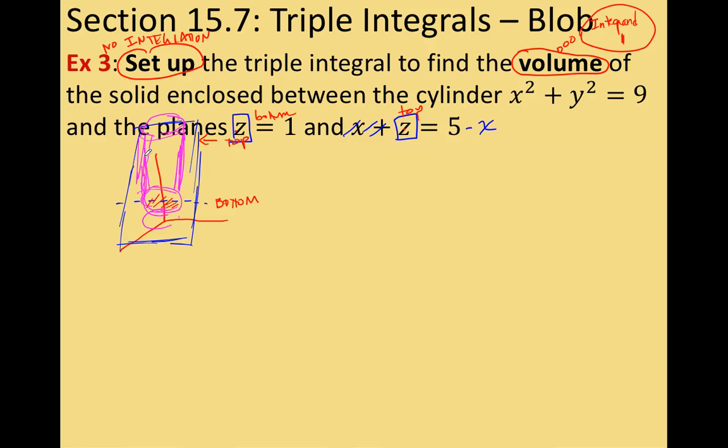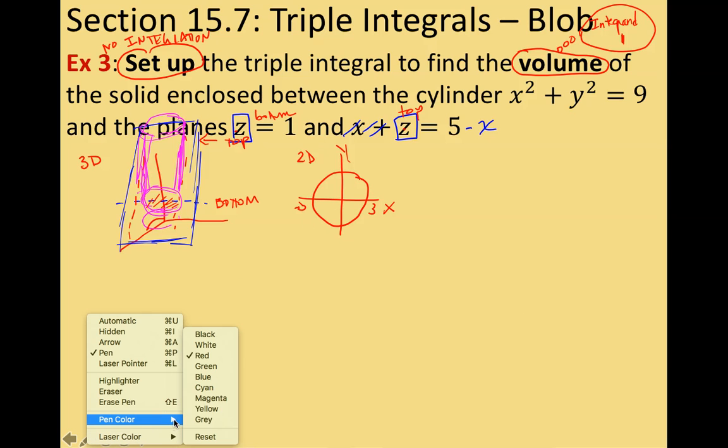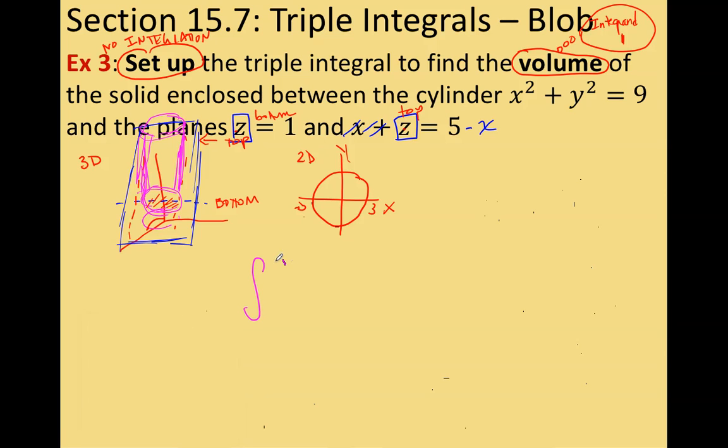Then I look down the Z axis and project onto the XY plane. And I make a 2D drawing of that in the XY plane, and now I think about my integral.